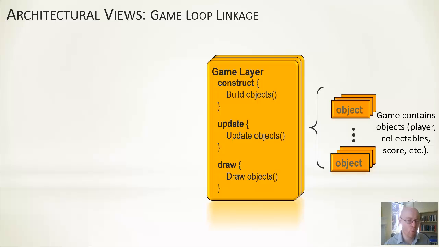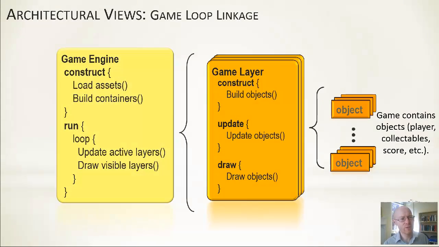We might have a level 1, a level 2, we can have a main menu or different things. At the top level, we then have our main game engine. So this is the thing that the game hangs on to. And at the start of this we might be loading in any and all of the graphics that we need. We could be building the different layers. And we have our run loop.